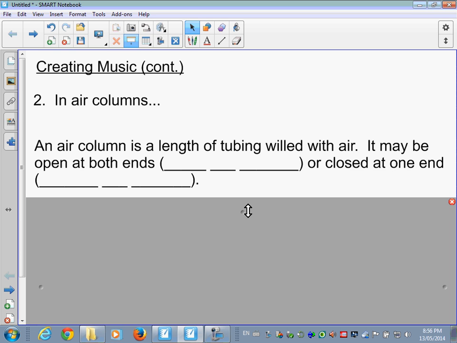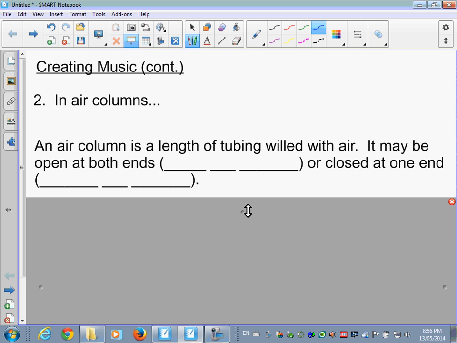So what do we mean by an air column? Well, it's a length of tubing. It doesn't necessarily have to be all one long tube. It could be curved around. It could be in the shape of a bottle. It could be in the shape of a brass instrument. It could be a long tube as well.